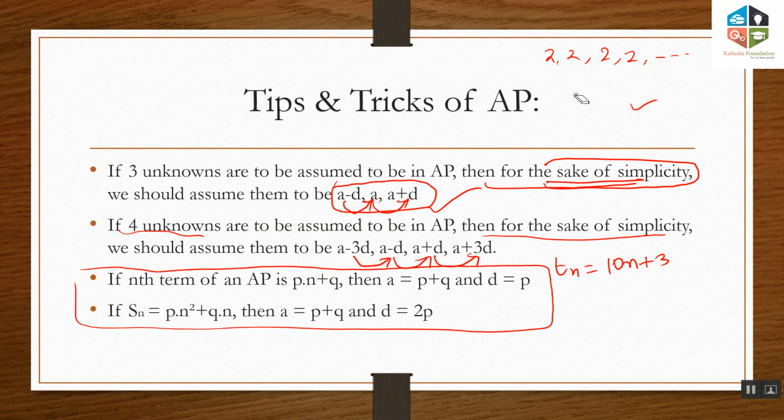So the nth term of an AP is always of the form Pn plus Q. So, what is special about this? Special about this is that you don't need to do anything to find a and d. You directly know a is 10 plus 3, 13 and d is this. So, a is 13, d is 10. You know just by looking at the expression.